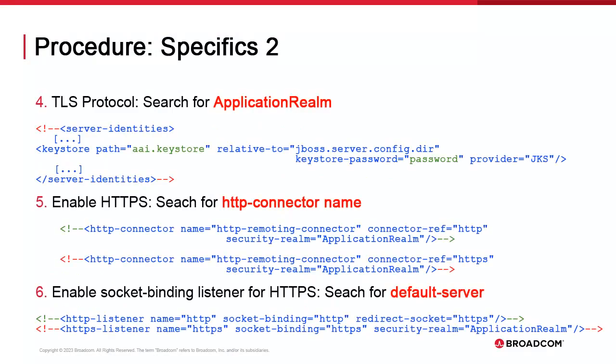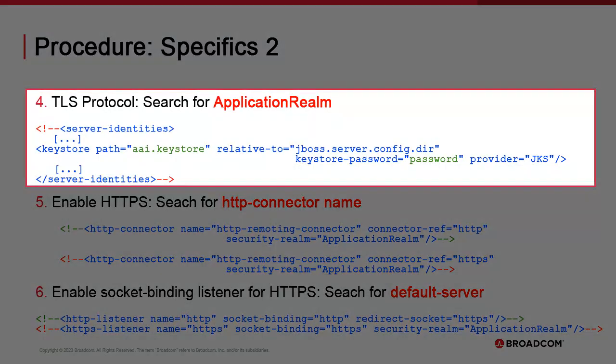Four changes are required in this file, and we've indicated what to look for, what to remove in red, and what to add in green. First, we enable the TLS protocol. For this, we search for the text string application realm. We have an element called server-identities, which is commented out. We remove the commenting to enable the elements. This contains a sub-element called keystore path.